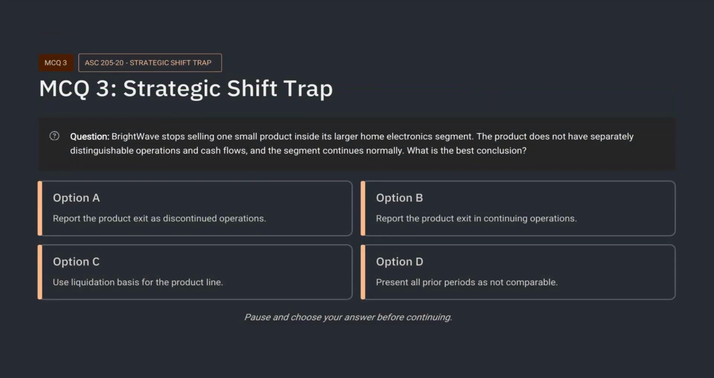MCQ3 tests a common strategic shift trap. Brightwave stops selling one small product inside a larger home electronics segment. The product does not have separately distinguishable operations and cash flows, and the segment continues normally.